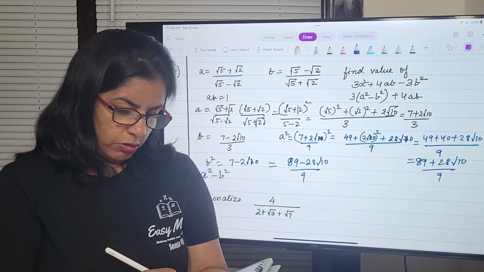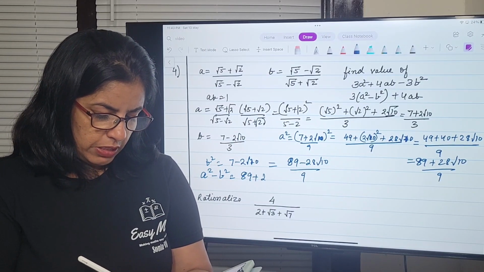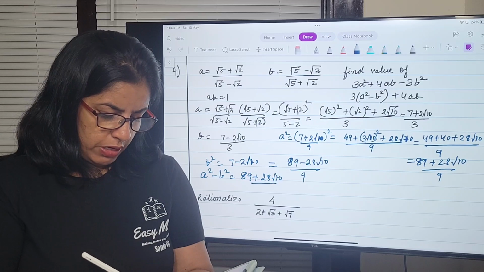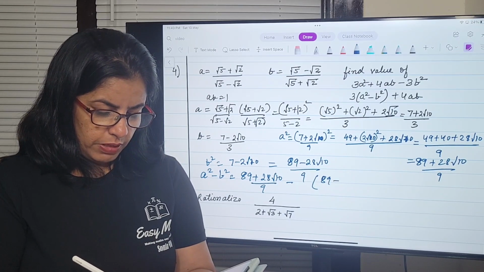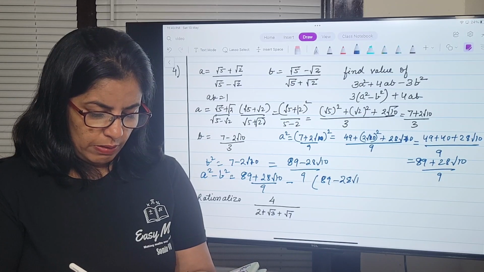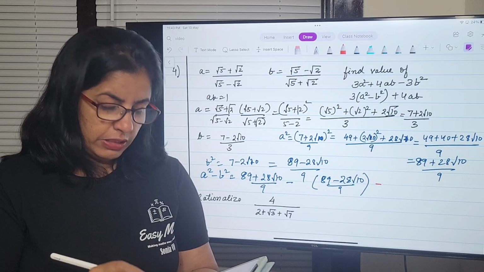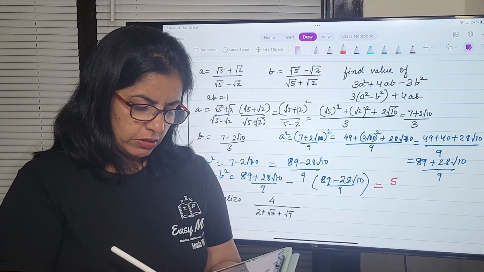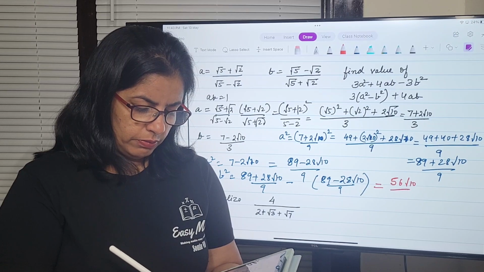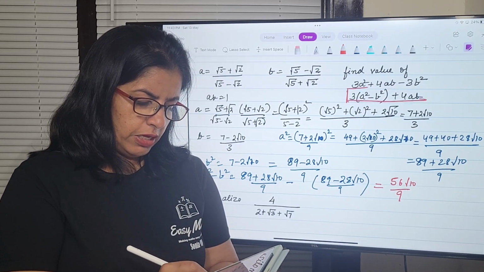Find out A square minus B square. What will be the value? It will be 89 plus 28 root 10 upon 9 minus 89 minus 28 root 10 upon 9. On solving, 89 gets cancelled and you are getting 56 root 10 upon 9. Now what you have to find out? You have to find out the value of 3a square minus b square.